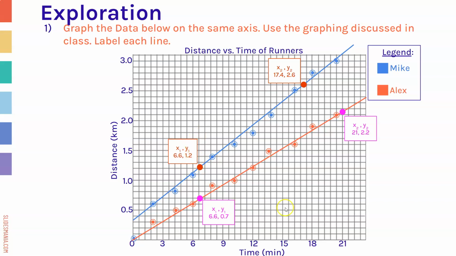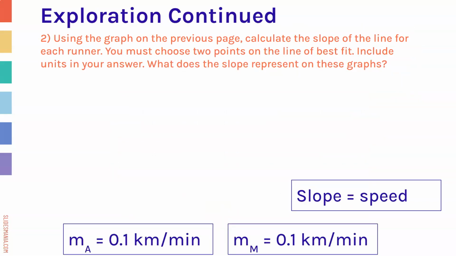I'm going to do the same thing for Alex, okay? And I'm going to use my 2 data points here. I'm going to create a rise over run, and then figure out my slope. So my slope ends up being my speed, because we learned that speed is distance over time, or velocity is displacement over time. So these graphs allow us to see the actual speed or velocity that each of the individuals went. Now, Mike actually ran 0.12 kilometers per minute, and Alex ran 0.1 kilometers per minute.